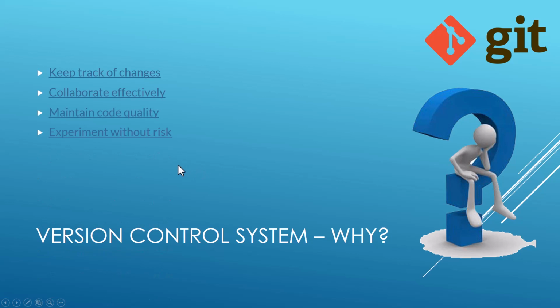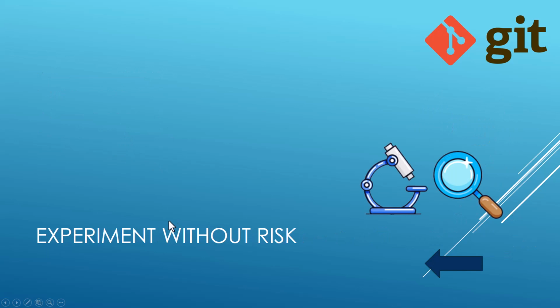Alright, now we will talk about experimenting without risk. With version control, you can create new branches to experiment with changes without affecting the main code base. This allows you to try out new features or ideas without the risk of breaking the working code. Source versioning tools can be used to experiment without risking the stability of the code base. Here are some ways to experiment using source versioning tools.